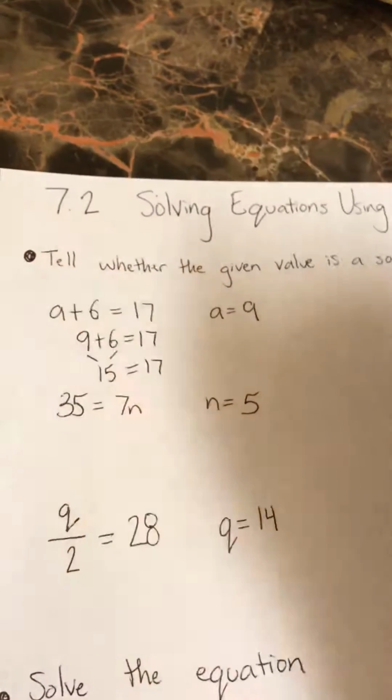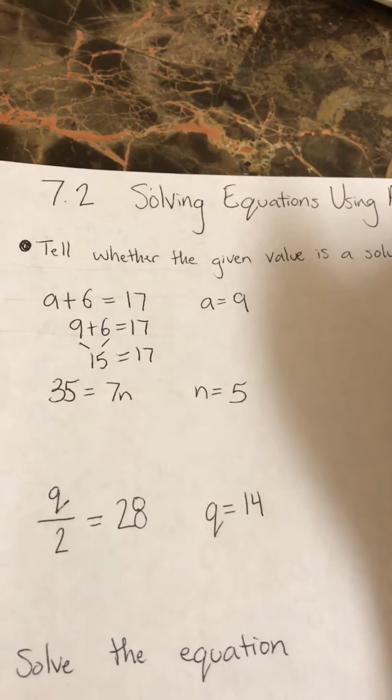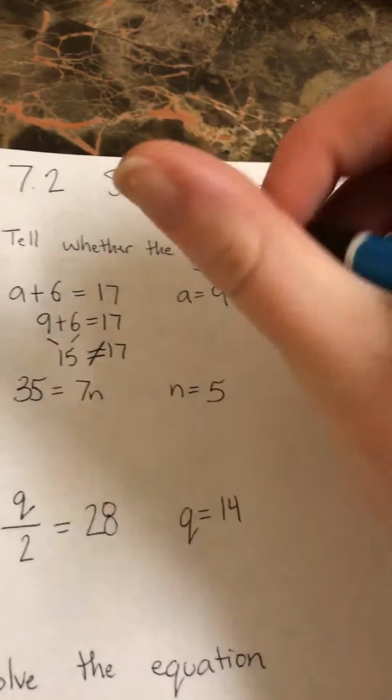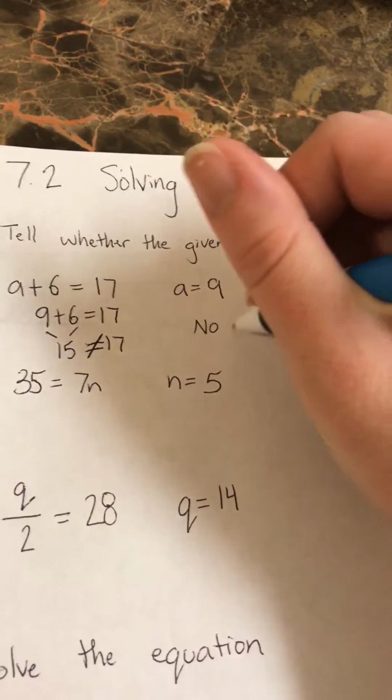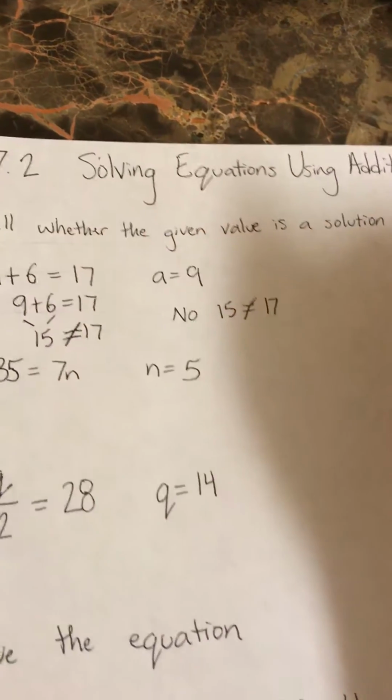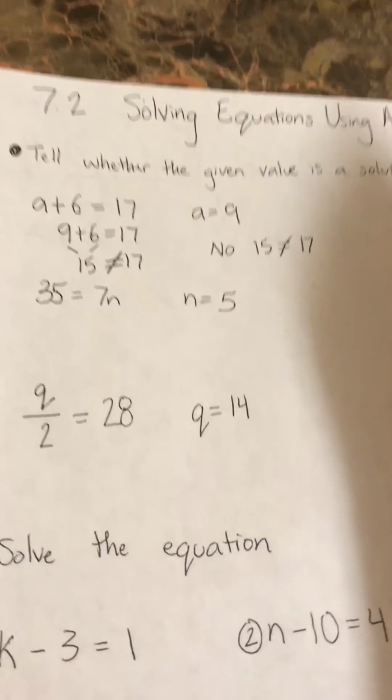So now we have to look. Does 15 equal 17? It does not. Put a slash so it is not equal to. So your answer can be no, and you should write it as this. 15 is not equal to 17. No, the answer is not correct.